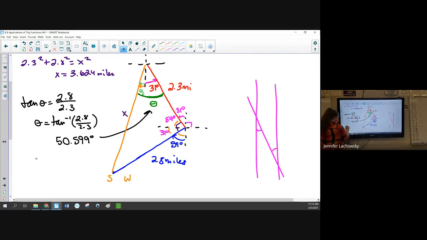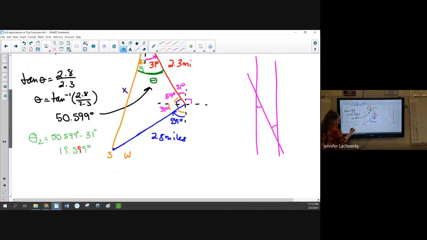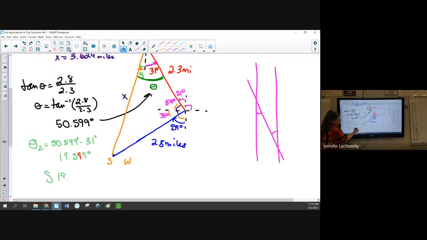All right, so theta 2 equals 50.599 minus 31, which is 19.599 degrees. So my final bearing is south 19.599 degrees west.